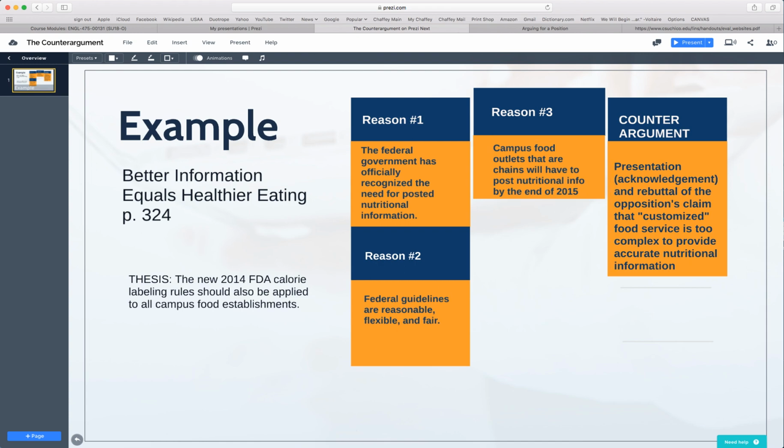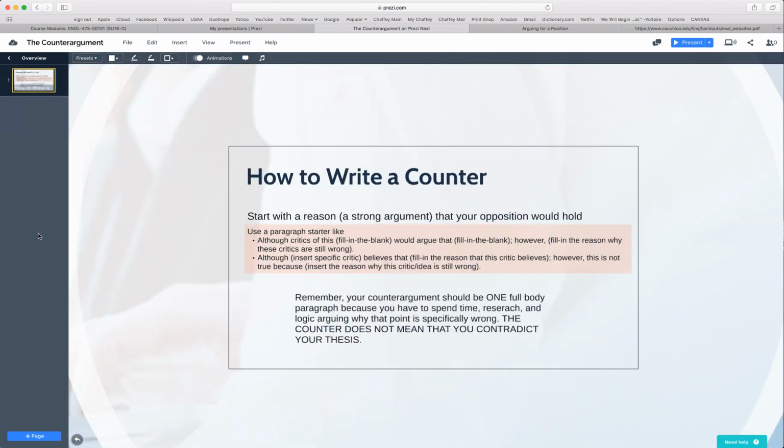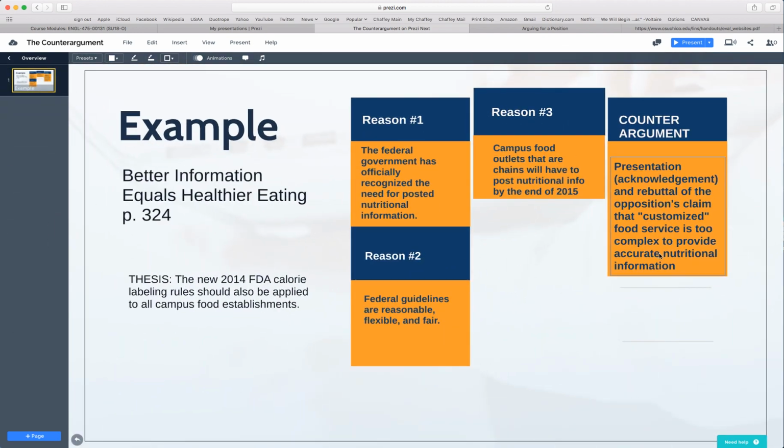So what she does in the counter argument is she acknowledges that the opposition is going to say, yeah, but our customized food service is too complex to put accurate nutritional information. If someone orders a particular salad, they can put whatever they want on it, and the amount of what they put on there is going to affect the nutritional value, right? And she says what to that? Oh, I actually didn't write that down, huh? She ultimately says, yeah, I can understand that.